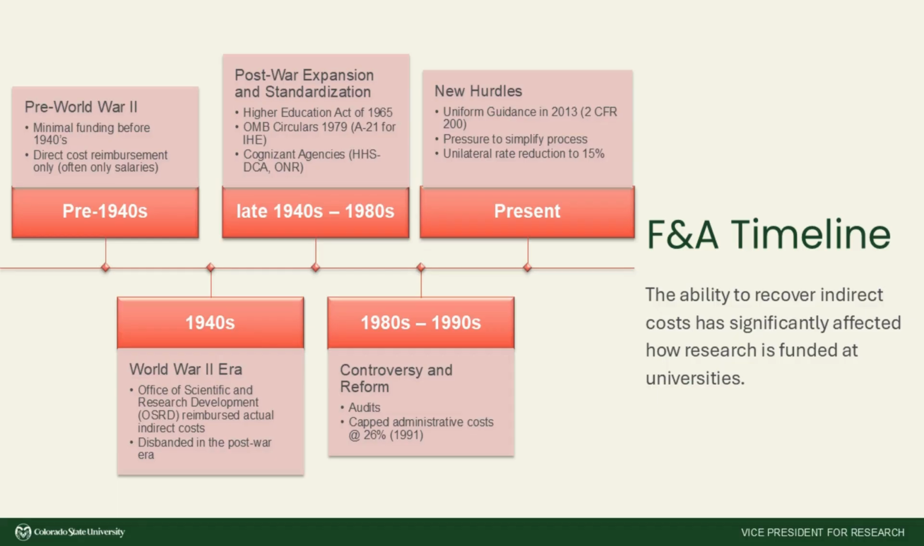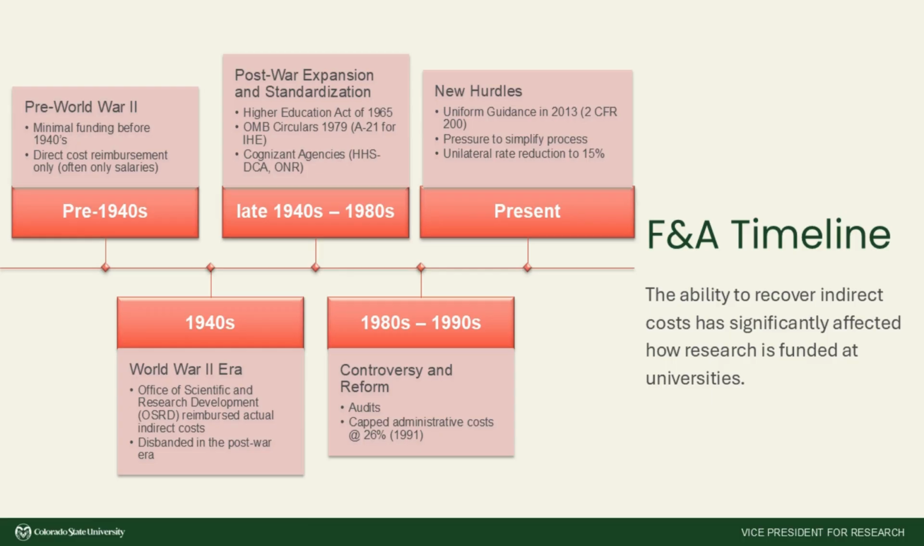They were capped. And then we get into the present day, where the uniform guidance comes along, where they try to streamline and standardize the process a little more, replacing the circulars A110, A21, A87 and all those in 2 CFR 200. There's lots of pressure always by Congress to simplify and cut the process: those costs are not real costs, universities are putting profit on their stuff, which we'll demonstrate later on is far from the truth.